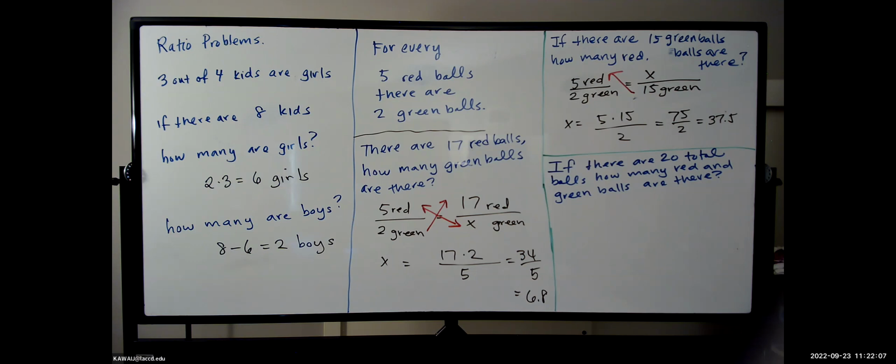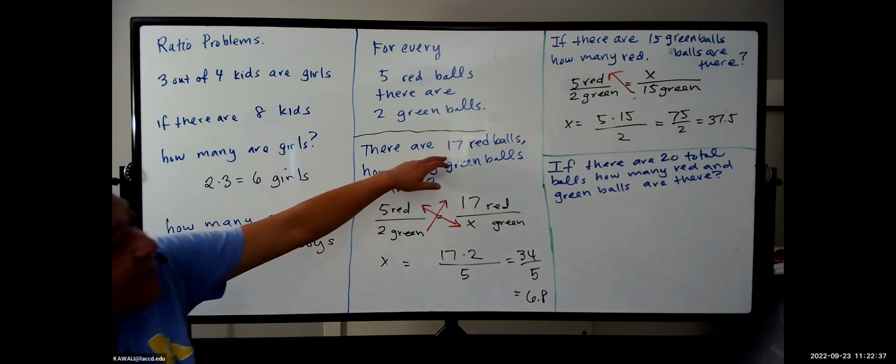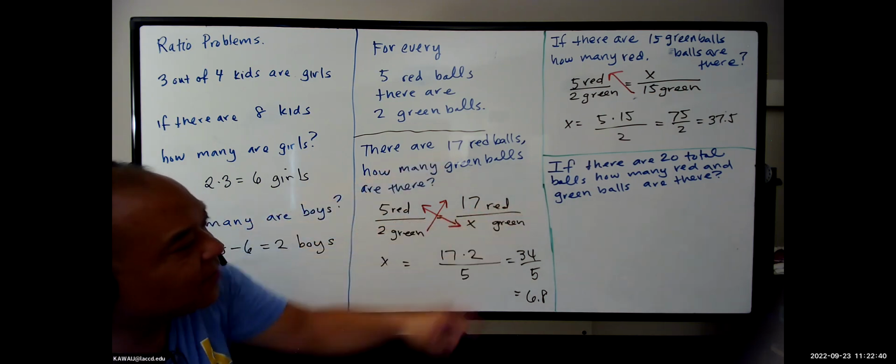Professor, do we use your previous... you look at the 6.8 is green ball, is 37.5 is red ball. You said if there are 20 total balls, how many red and green balls are there? Can I do 20 minus 6.8 is green ball? No, because this one is for 17 balls, so it doesn't. This is 20.